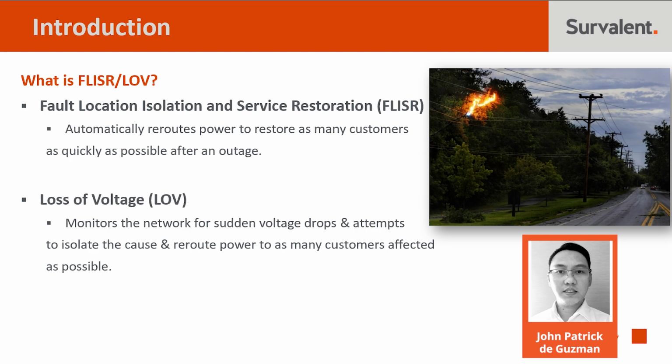If you have FLISR, you can also have the loss of voltage functionality, so it comes with the FLISR application. The LOV mainly monitors the network for sudden voltage drops and attempts to isolate the cause and reroute power to as many affected customers as possible. The commonality between the two is that it will restore as many customers as possible by rerouting power to neighboring feeders as a backup source of power.